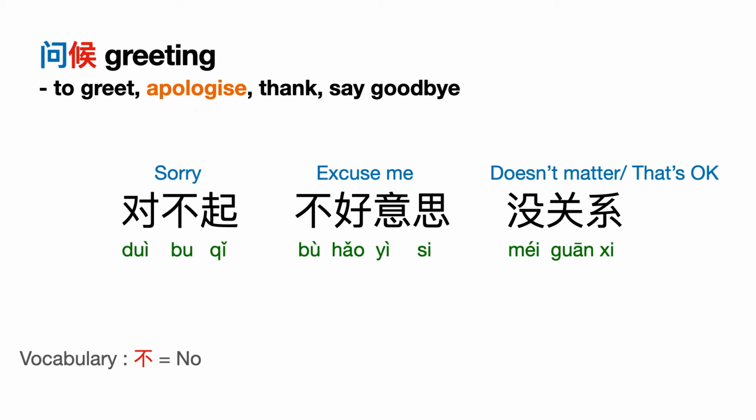And then, okay, you just want to say it doesn't really matter, that's okay, you want to forgive that person. You say 没关系, mei guan xi, 没关系.